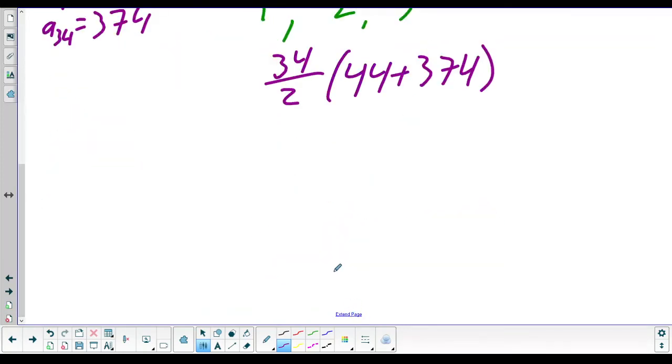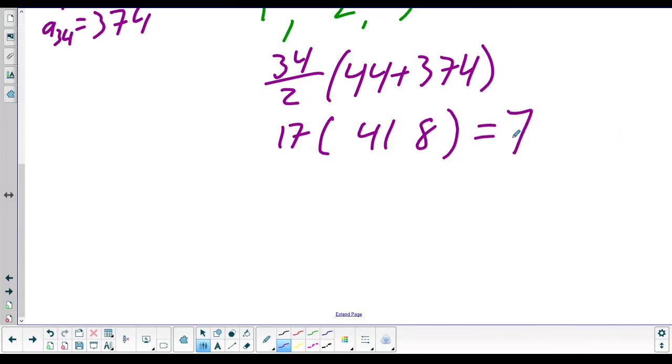So this simplifies to 17. Let's see, 4 plus 4 is 8, 418. And then you grab your calculator, put that thing in the calculator, and ta-da, we don't hate our math teacher anymore because he's a really nice guy who just wants the best for us in life. And we find out that the answer is 7,106.